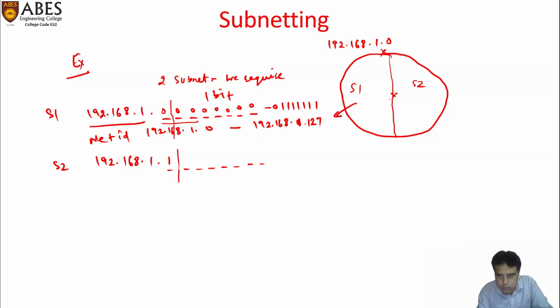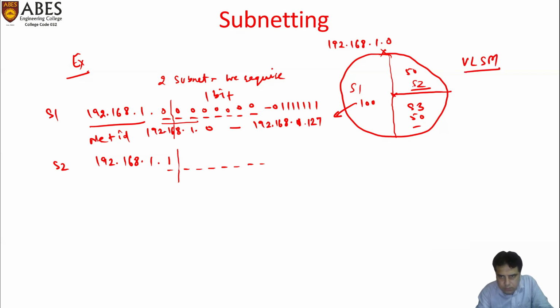Now for S2, suppose we have to divide this S2 into two parts, S2 and S3. One is used to connect more than 100 computers, one is used to connect 50 computers, and this one is also used to connect 50 computers. So for the proper utilization of addresses according to the number of hosts, we use variable length subnet masking.